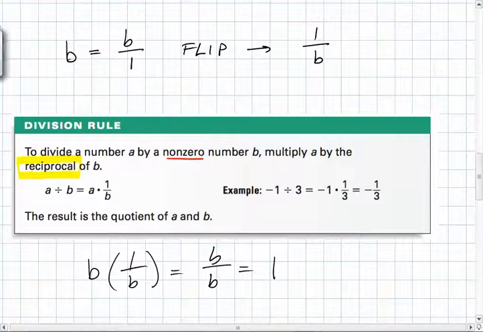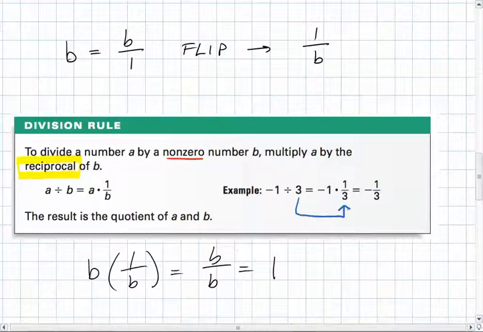So now that we know what a reciprocal is, you should be able to understand what it means for division here, which is that a divided by b means you are multiplying a by the reciprocal of b, which is right there, 1 divided by b. Another example with integers, you have negative 1 divided by 3, so you need the reciprocal of 3, which is right there, 1/3, because 3 times 1/3 is 1.